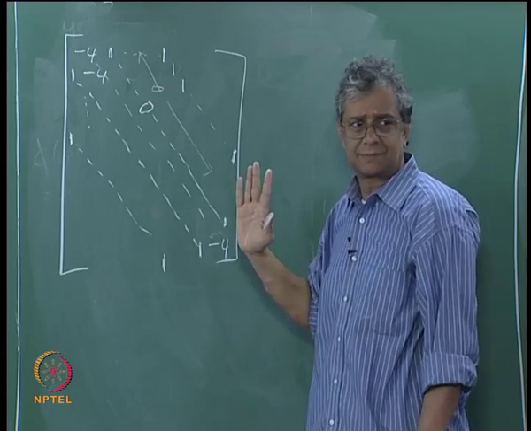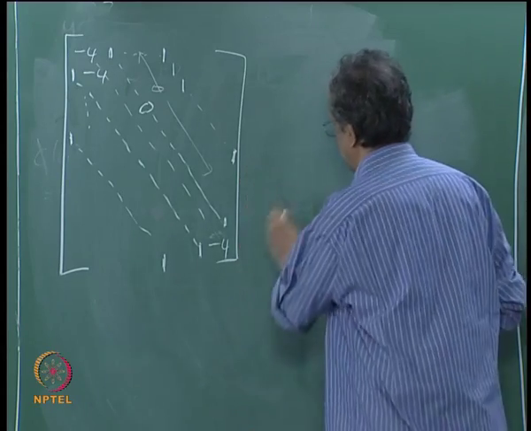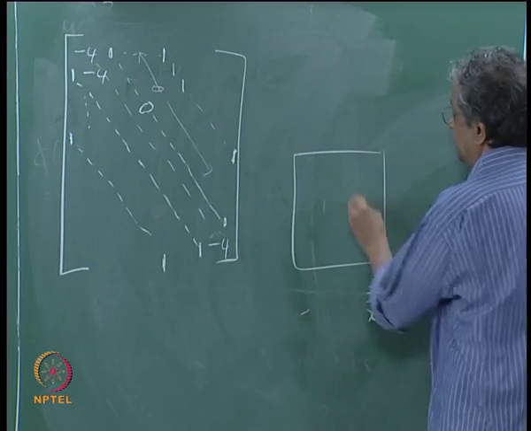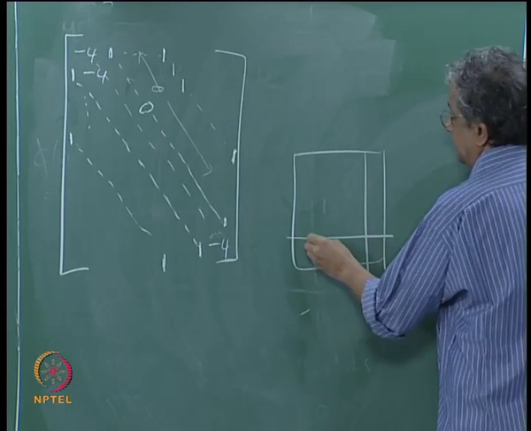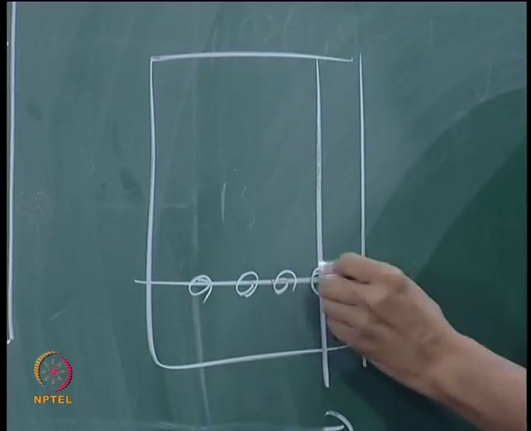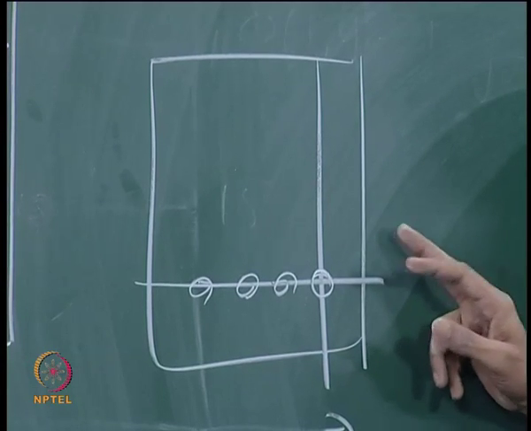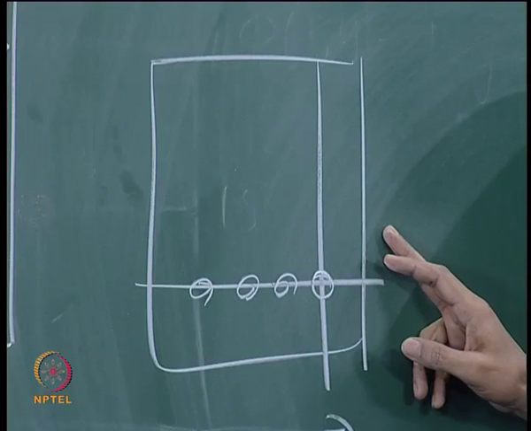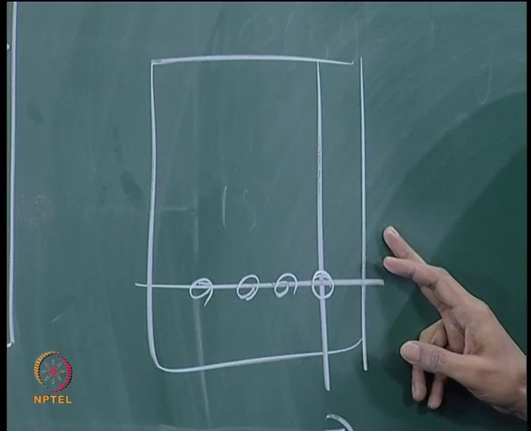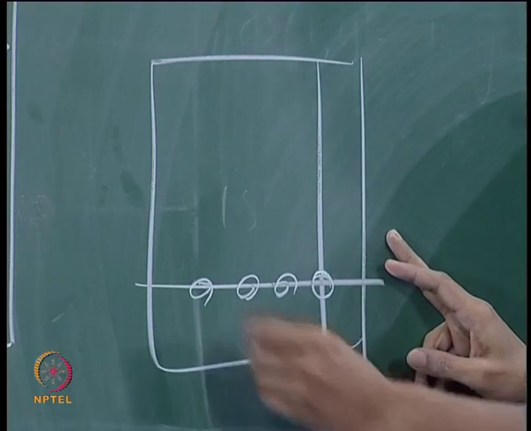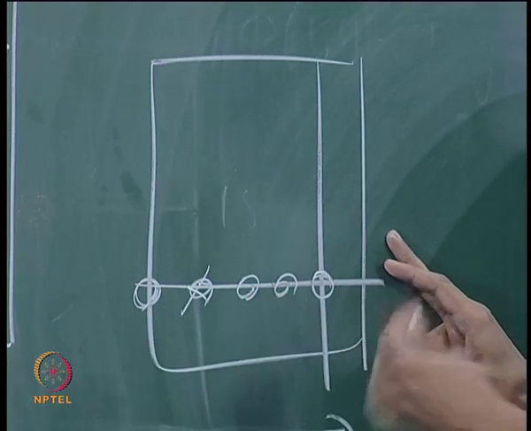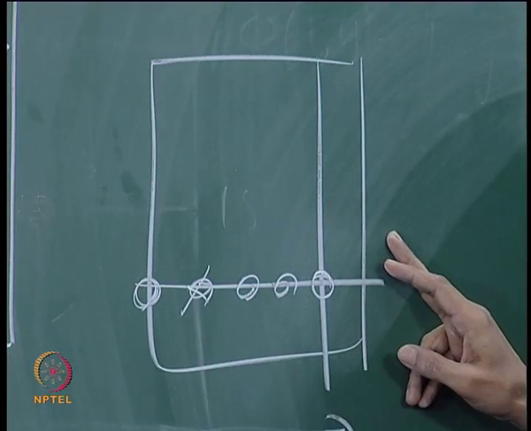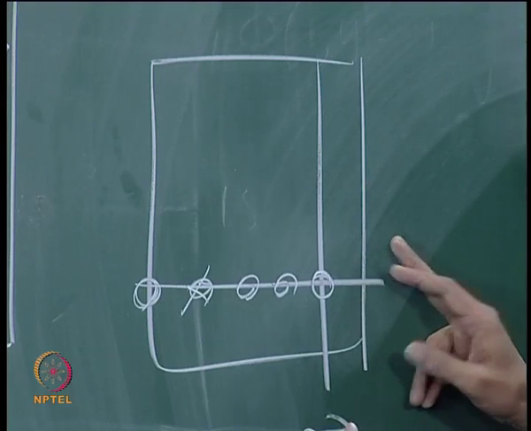Does that make sense? I still see a few faces that are confused. When you are at the boundary, when you traverse along this, when you come to this, the entry here is known. It is not an unknown. So that goes to the right hand side. So you do not get a plus 1. That will be a 0. Just like with the very first one, there will be no I minus 1 entry. That will also be 0, okay.